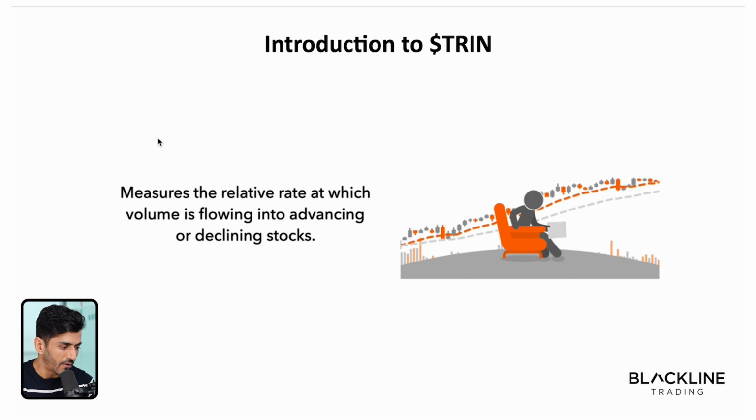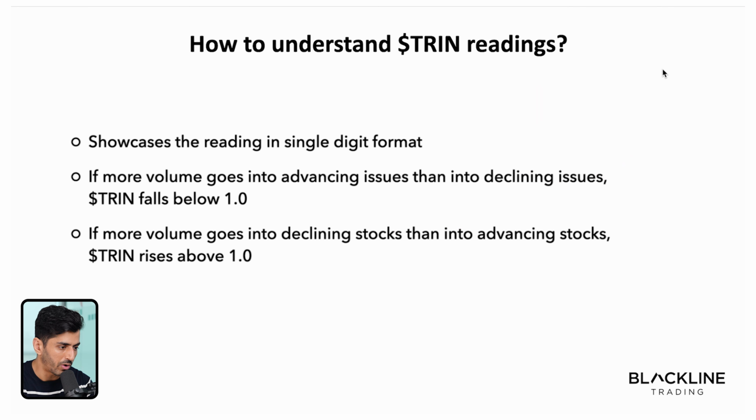TRIN puts a focus on volume. It measures the relative rate at which volume is flowing into advancing stocks versus declining stocks. Whenever you put the ticker TRIN into your brokerage platform, you are going to get a reading that is in between 1 and minus 1, right? Now, how to interpret that reading? Let's look at it and let's break it down.